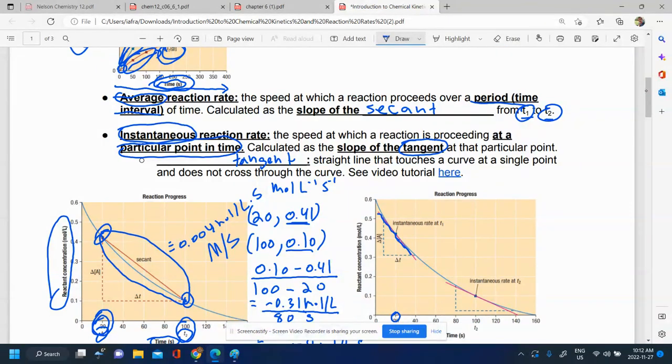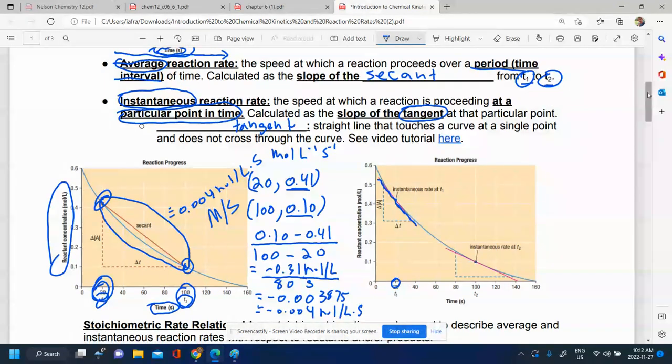It doesn't go through the curve. And what you've done there is you've drawn the tangent. And then same thing here. Let's say I was interested in the instantaneous reaction rate at 100. So I'd find the point on the curve there.